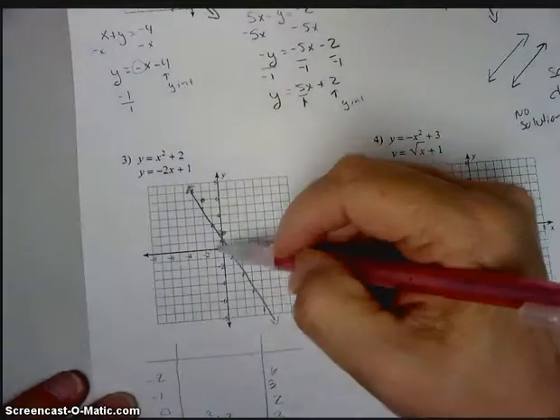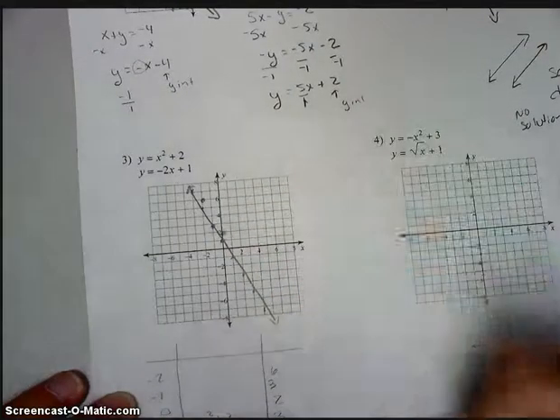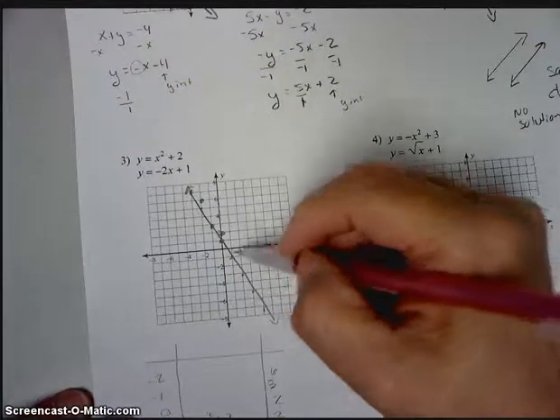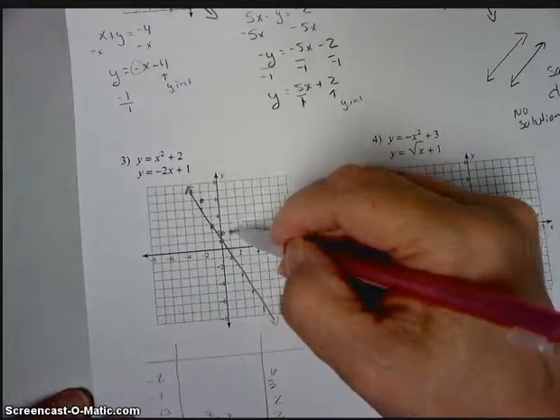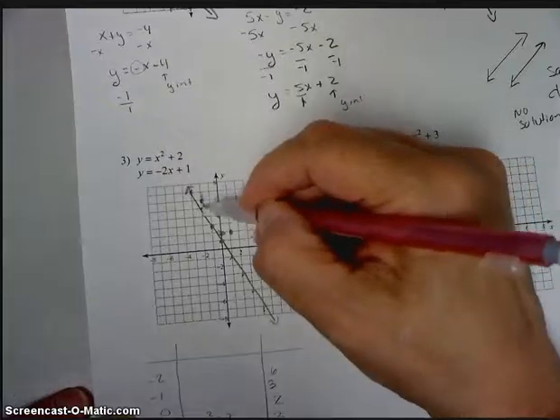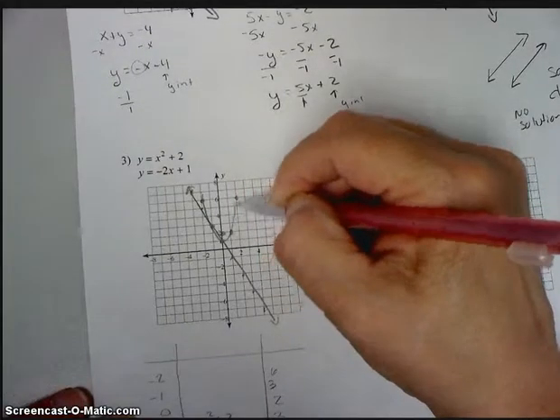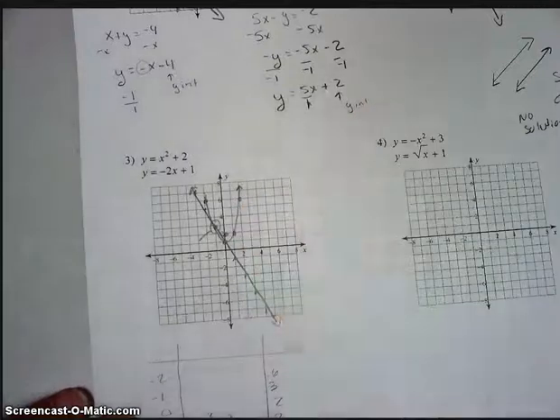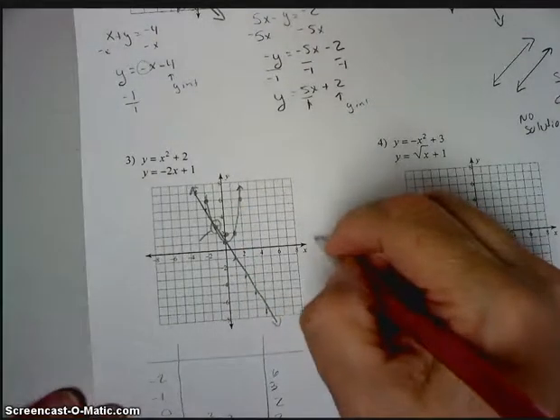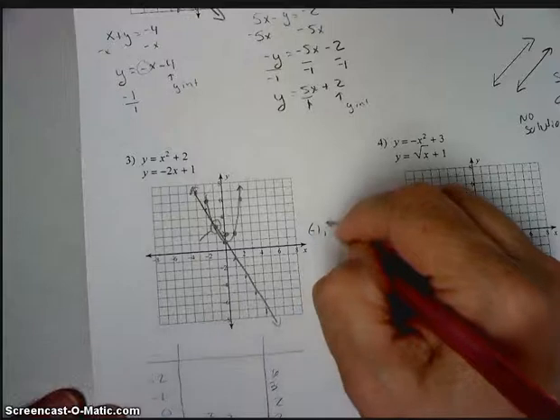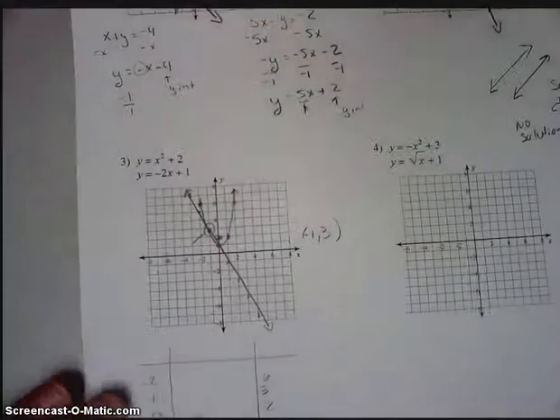Okay, at negative 1, I'm at 3. At 0, I'm at 2. And then positive 1, I'm at 3. And at 2, I'm at 6. So if I graph this very carefully, see that I have an intersection right here at that point. So my intersection there would be negative 1, comma 3. Okay, so that would be my intersection there.